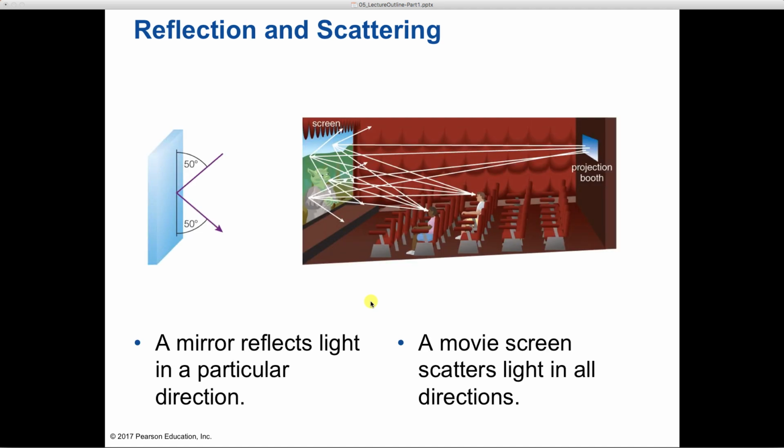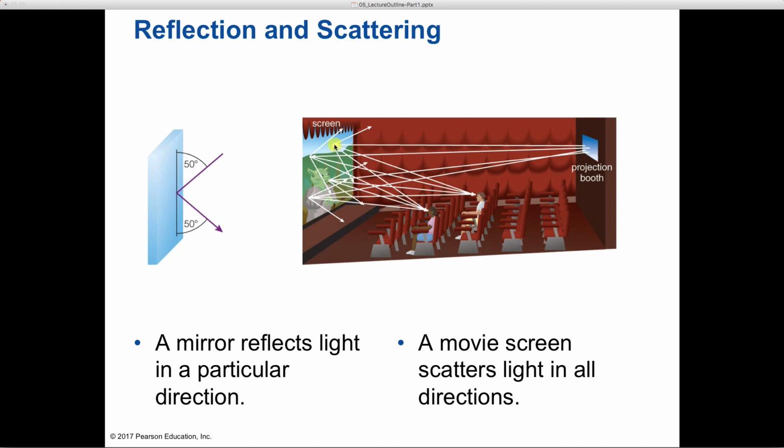So if we look at a movie theater, for example, the projection booth over here is emitting light. Light is coming out of it, and that light is traveling to the screen. And at every point on the screen, light is hitting those points and going in all different directions. And you know that that's true because no matter where you're sitting in the movie theater, everybody can see every point on the screen. So this is called scattering.